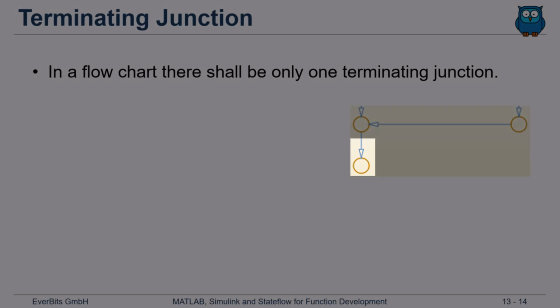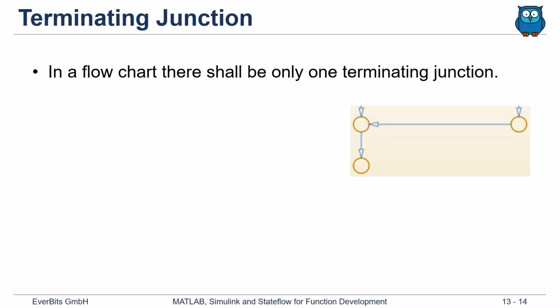So what about the terminating junction? This is the last junction in the execution of the flowchart. In the flowchart, there shall be only one terminating junction. You will see a lot of examples out there where people will present some kind of charts with different terminating junctions. They will also use transition actions and back propagation. This is very dangerous in production projects because, as I said, not everybody understands this kind of semantics, and people cannot review that effectively.